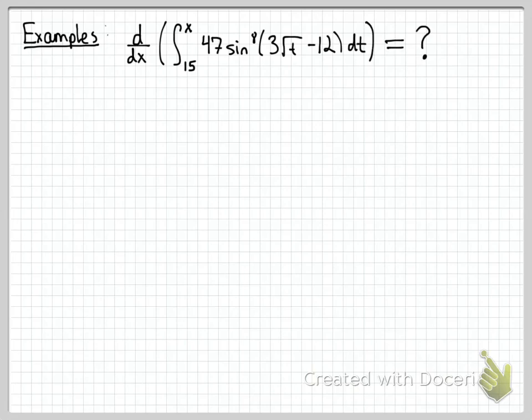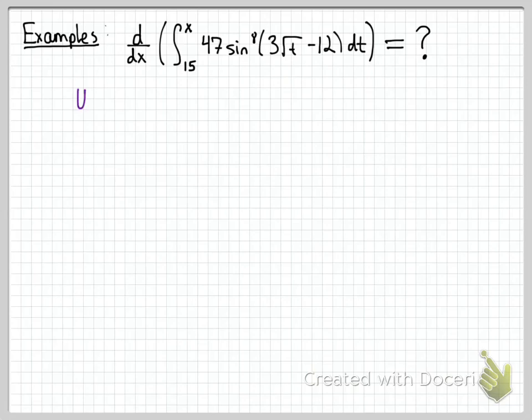Okay, so we're going to look at a couple of examples, one with each part of the fundamental theorem of calculus. So the first one is something that looks horrible, but it's really easy. I want to know the derivative of the integral from 15 to x of 47 times sine to the 8th power of 3 square root of t minus 12 dt. That is, do that integral with respect to t, and then take the derivative with respect to x.